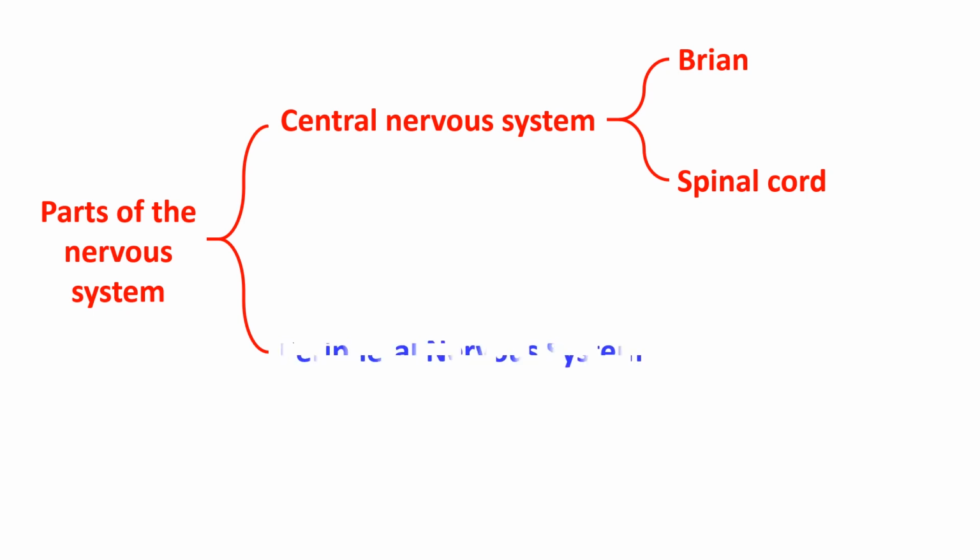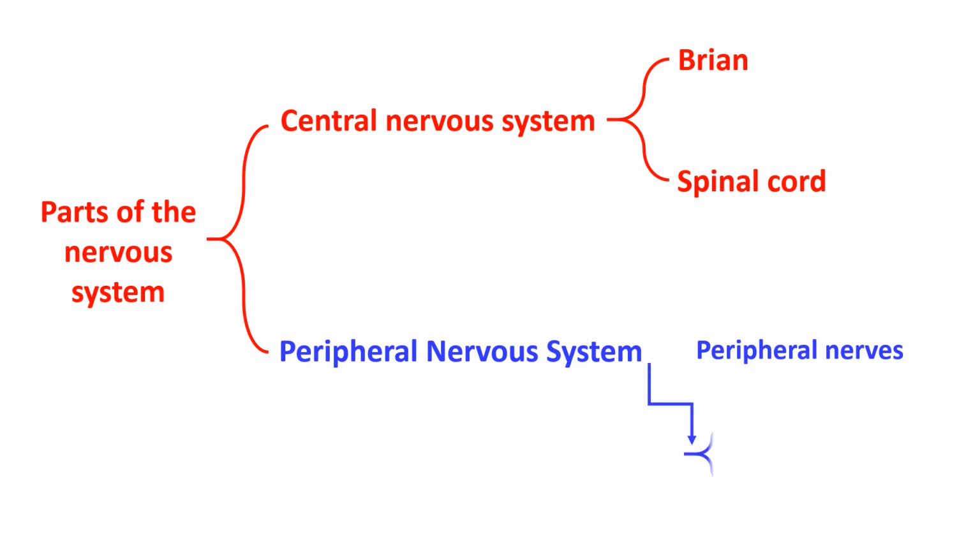Now, the peripheral nervous system is made of peripheral nerves, and we will have a look at the structure of a peripheral nerve. The peripheral nerves come out either from the brain, and then they are called cranial nerves, or come out of the spinal cord, and they are called spinal nerves.